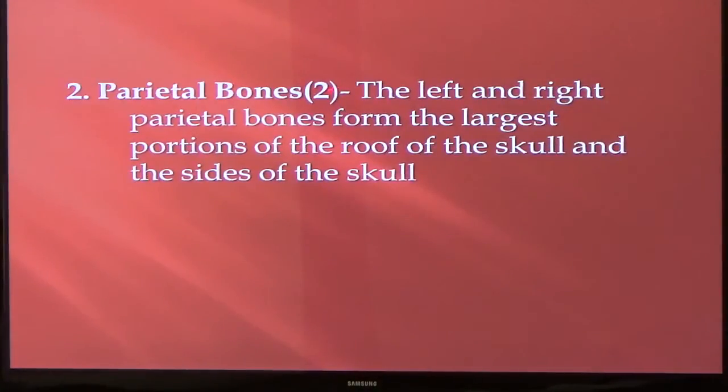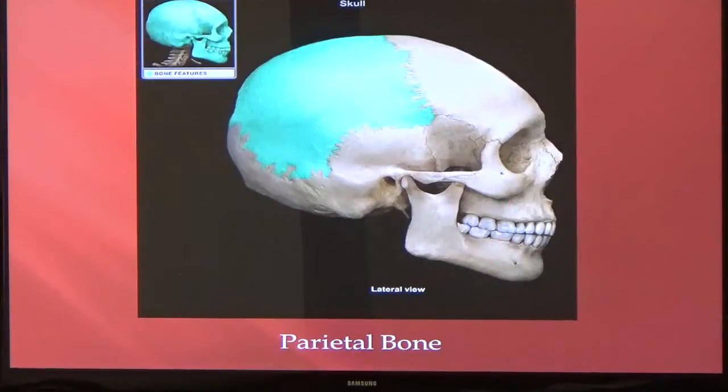Parietal bones, there are 2 of those, one on each side, left and right. They're the largest bones. They make up basically the top, the roof of the skull, and the sides of the skull. So it's these guys right here, the top of your head. So you've got the frontal bone, parietal bones, and there are two. You can see where they're sutured right in the middle. This is just looking at one side. It's this green part, that's the parietal bone.